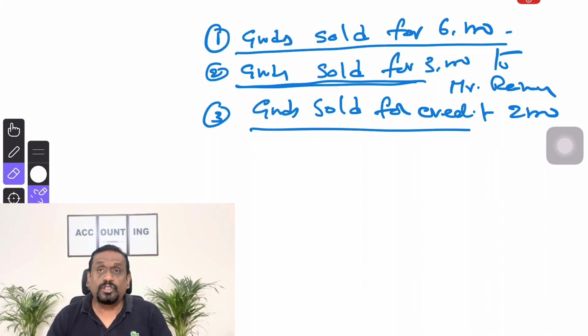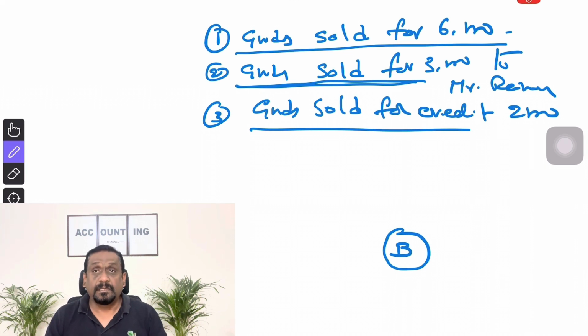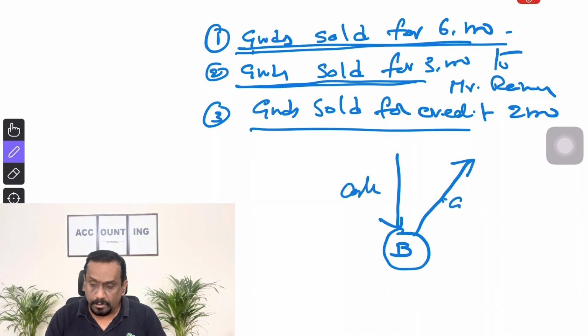First one, goods sold for 6,000 rupees. Again guys, what do we do? Same question. B, business. We always need to think from business point of view. What is the first question I asked? What comes in? What is our next question? What goes out? This is cash. So what comes in? Cash comes in. What goes out? Goods goes out.